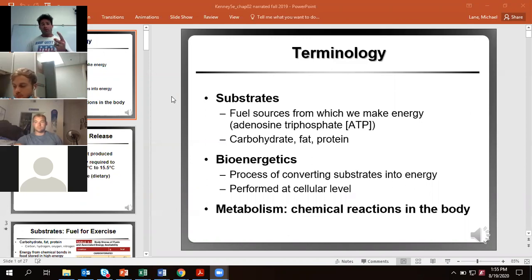It's going to be carbohydrates and fat. Those are the major two. You will use protein as a fuel on occasion, but it's pretty rare. It's really going to come down mostly to carbs and fat.